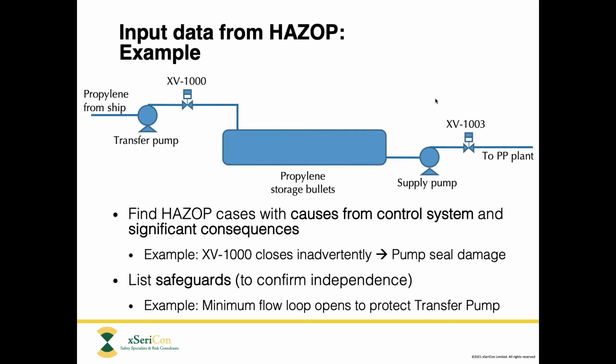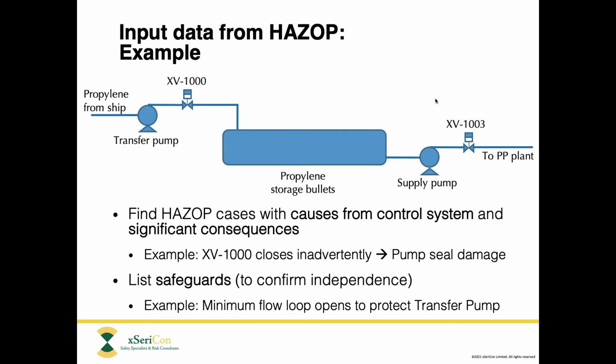In this case, quite likely there would be something that would either trip the pump or protect the pump in some other way, for example, a minimum flow loop that might recycle back to the ship. Those safeguards we would write down, because we need to confirm that they're sufficiently independent from the root cause when we look at the CHAZOP study.